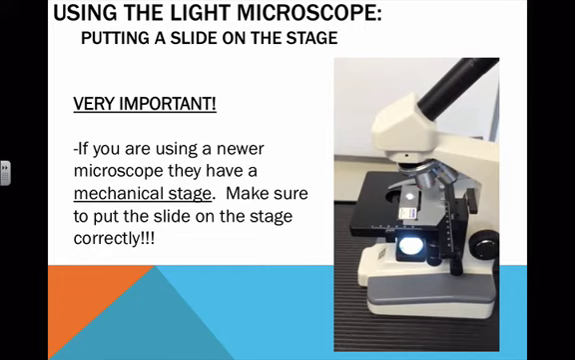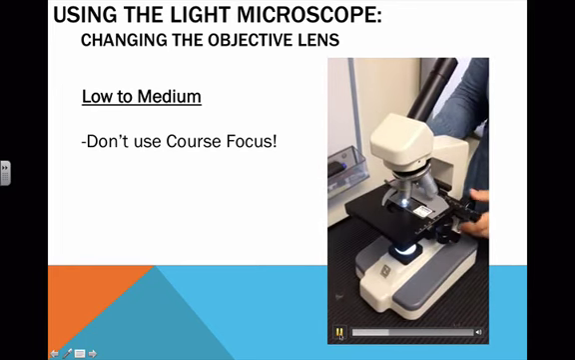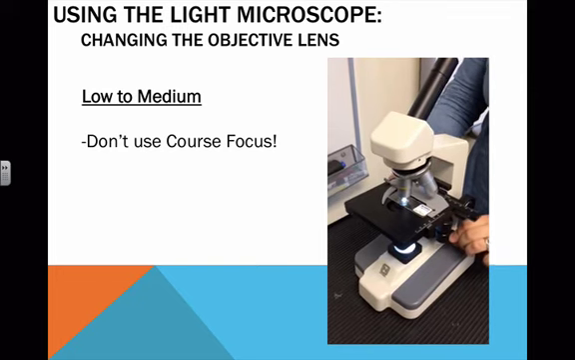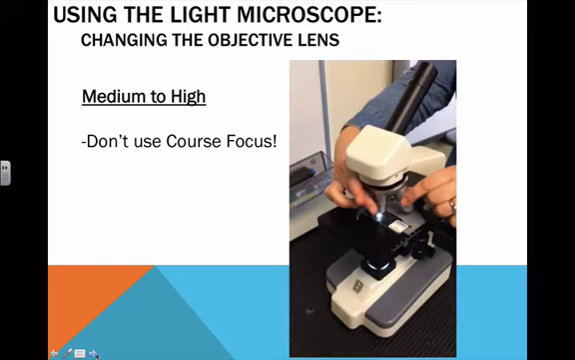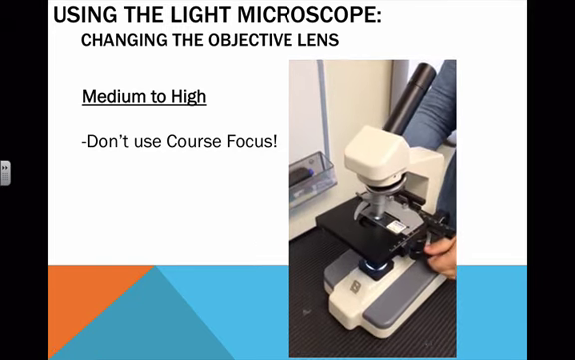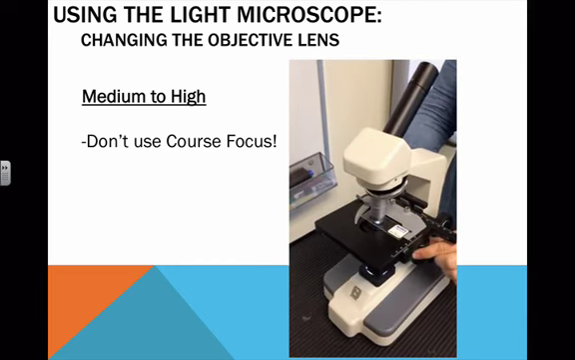All right, so when you're changing objective lenses, you hear a little click and it tells you it's in place. And notice I'm on the medium power and I'm only using the fine adjustment knob. And then again, as we move to the high power, don't use that coarse adjustment knob, only that fine adjustment knob to bring it into focus and to get a good resolution.